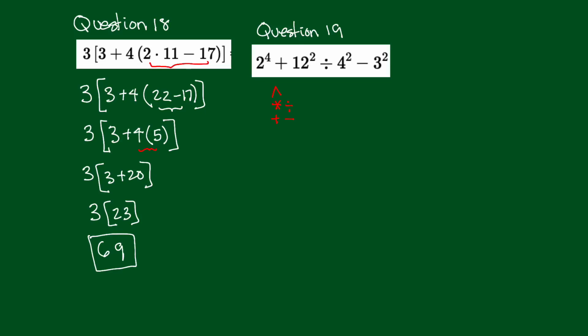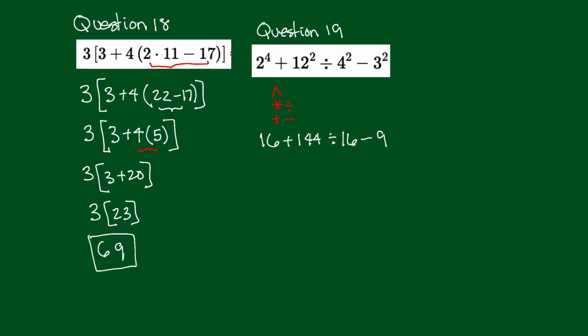I'll start with the 2 to the 4th. That means that 2 appears as a factor in a multiplication 4 times. So I'm going to have 2 times 2 times 2 times 2. That's going to give me 16 plus 12 squared. That's two 12s in a multiplication. So 12 times 12 is 144 divided by 4 squared. 4 times 4 is 16 minus 3 squared. That's a 9.